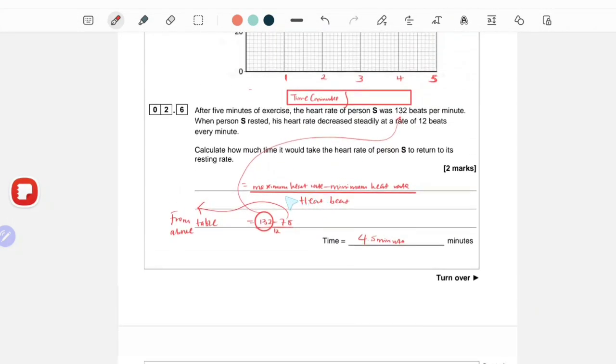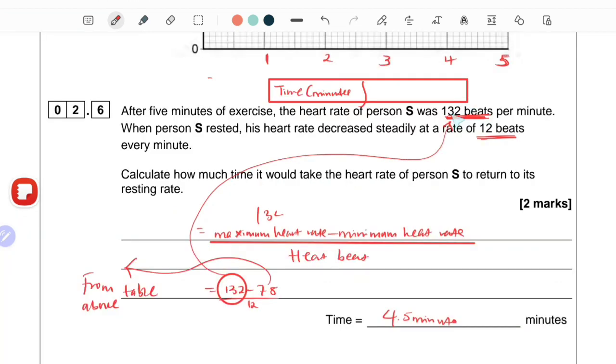Now, you need to do what? Maximum heart rate minus minimum heart rate, divided by heartbeat. The maximum beats per minute, which is this, you take away the minimum, divided by the 12 beats, because that's what we were given here. The heartbeat was given here, but these ones are beats per minute. Please, that's what I should have said at the beginning. Sorry, I should calm down. I think I'm rushing here.